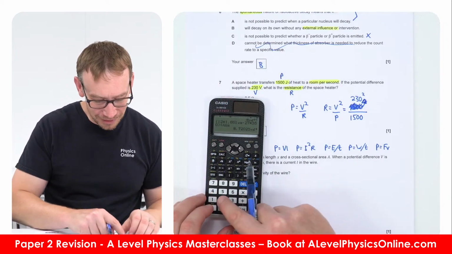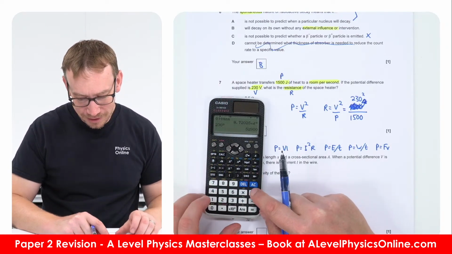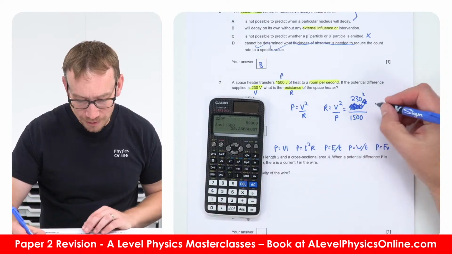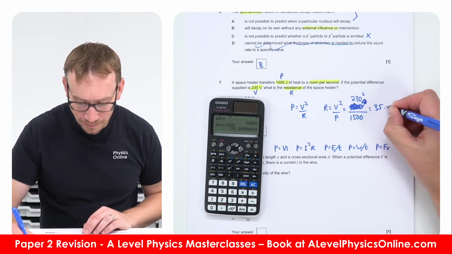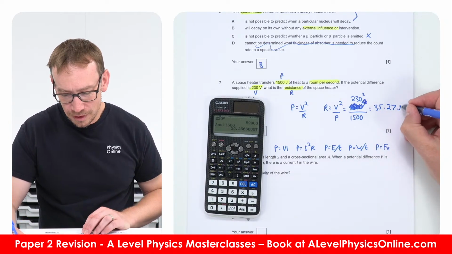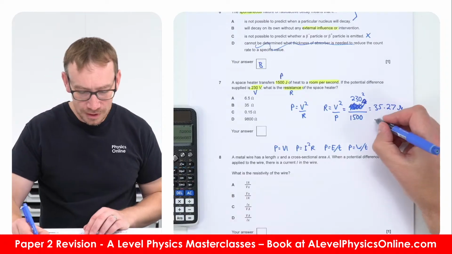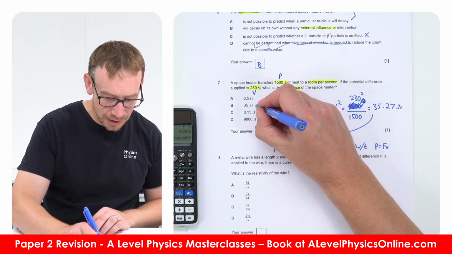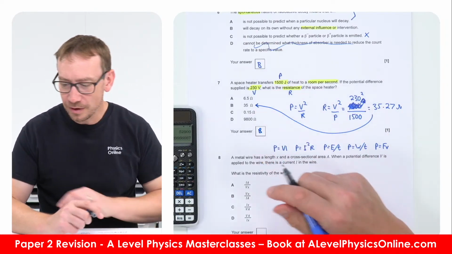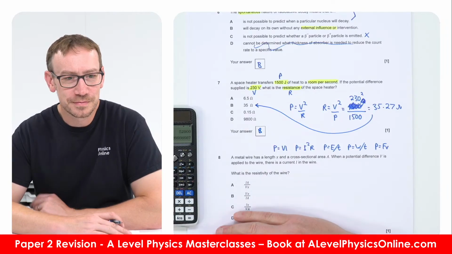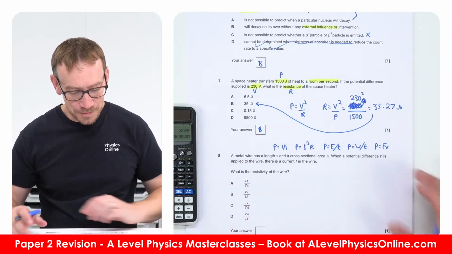Okay, so let's see, 230 squared divided by 1500 is equal to 35.27 ohms, and therefore the closest answer I can see is going to be B. So my answer for 7 is B. There we go.